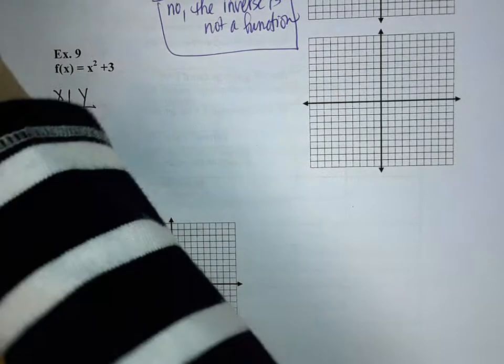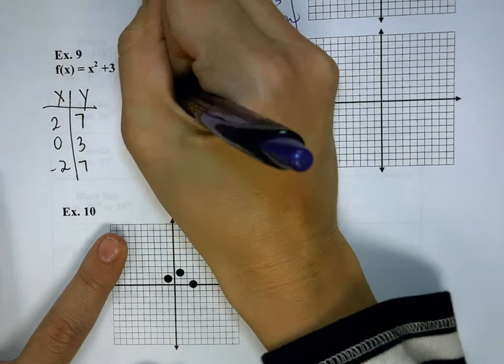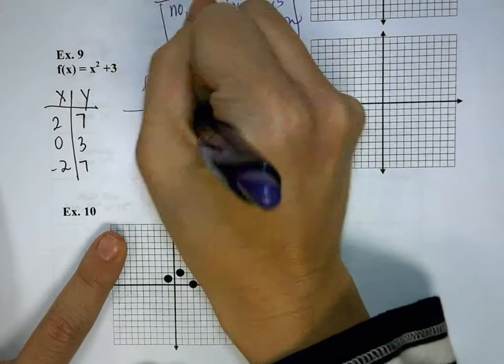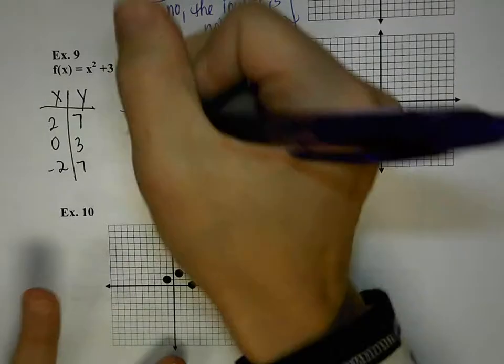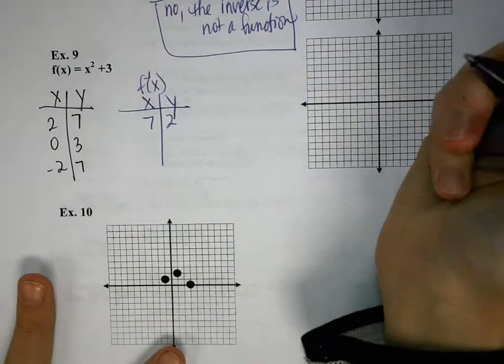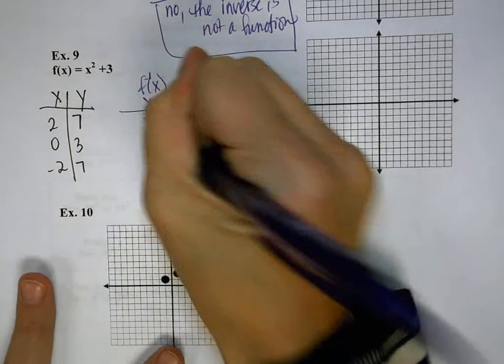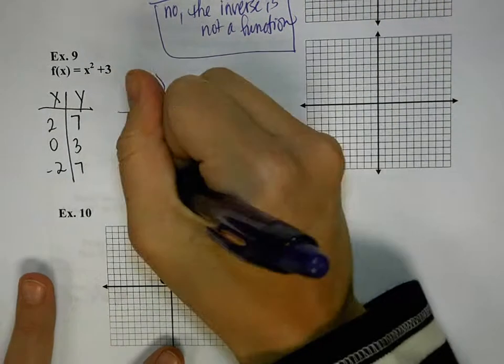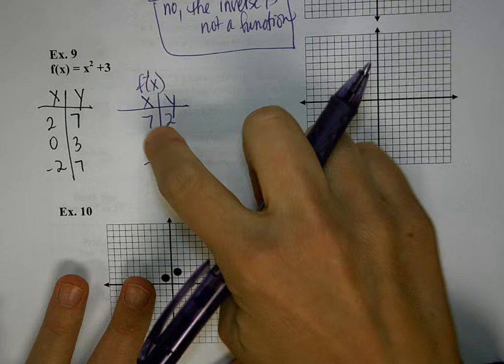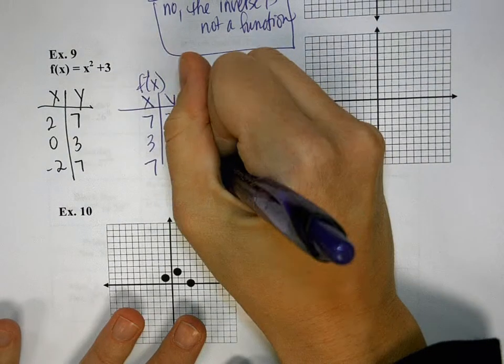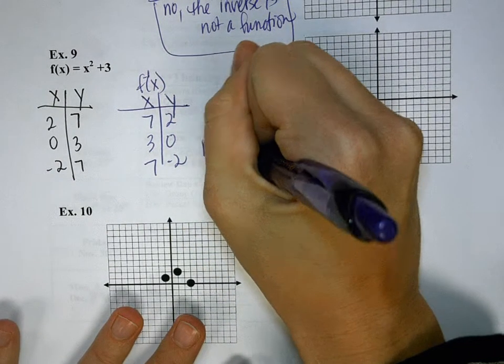So my inverse, f to the negative 1 of x, my x and y values are what? 7, 2, 3, 0, 7, negative 2. By just looking at your x and y values, is this going to be a function? No, because your x values repeat. No, the inverse is not a function.